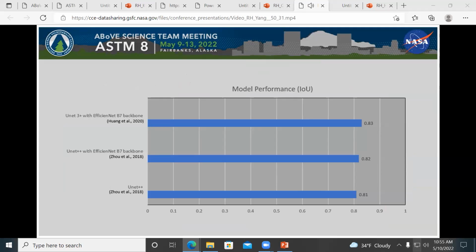So far we have tested 3 different model architectures. The first, standard UNet++, we got 0.81 validation accuracy. And with the use of an EfficientNet B7 backbone, we increased the validation accuracy by 1%. And the latest, UNet 3+, again with the EfficientNet B7, can further improve the accuracy by 1% and finally reached 0.83. So that's our highest score.